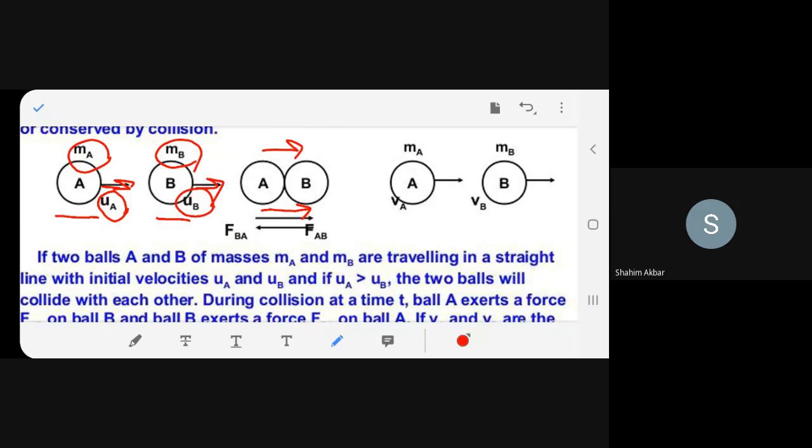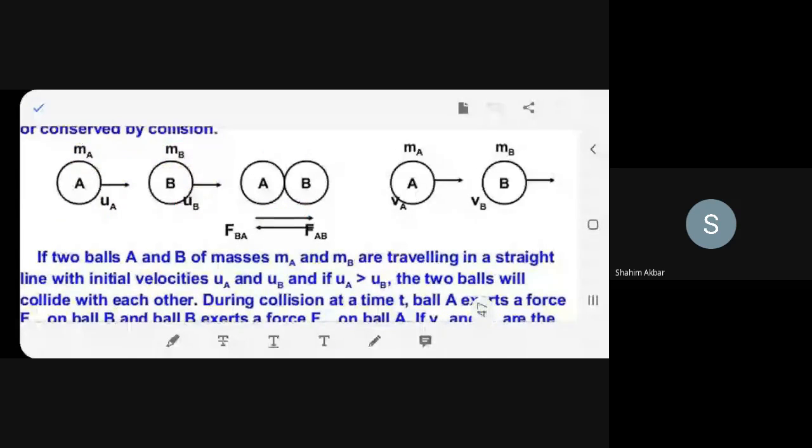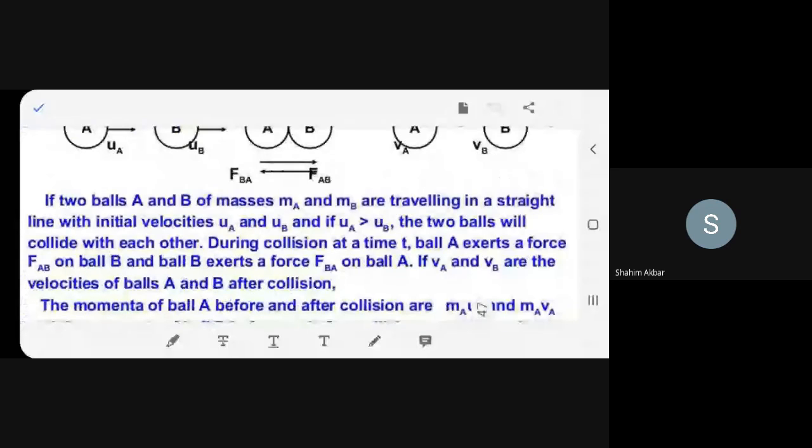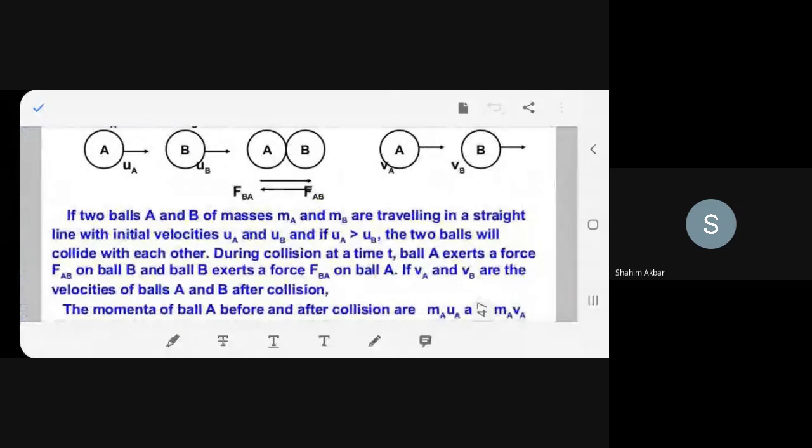Did you understand this much of activity? Now we will start, okay? See, we will go step by step so that you understand what has been depicted. During collision at a time t, ball A exerts a force FAB on the ball B, and the ball B exerts a force FBA on ball A.